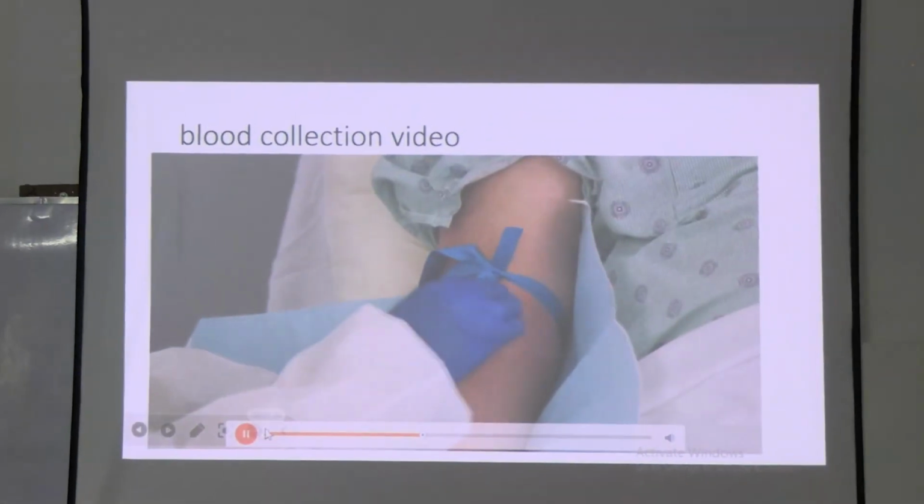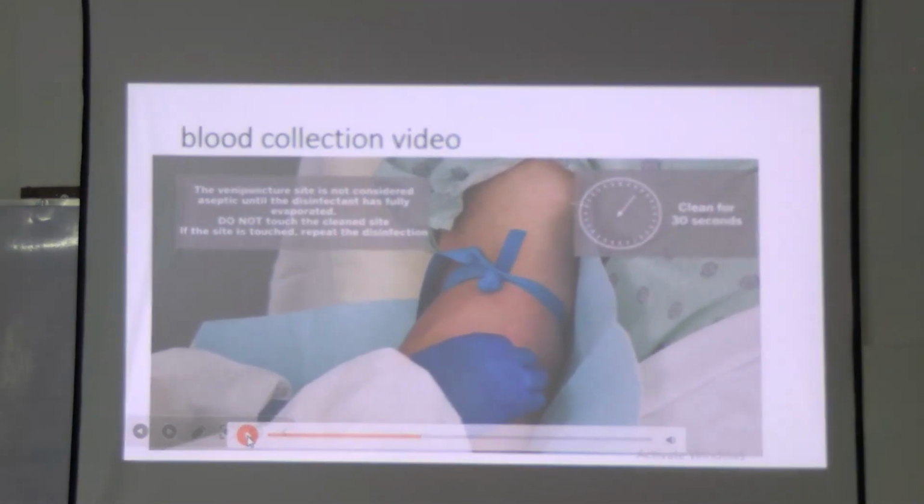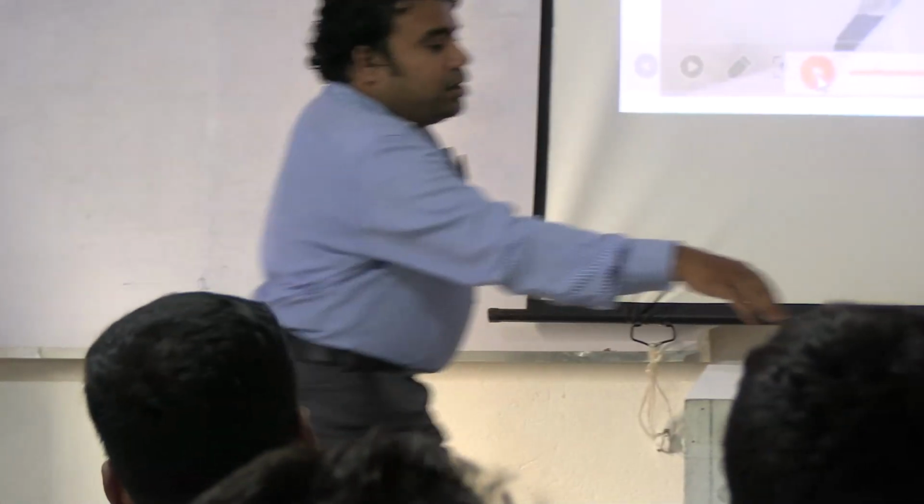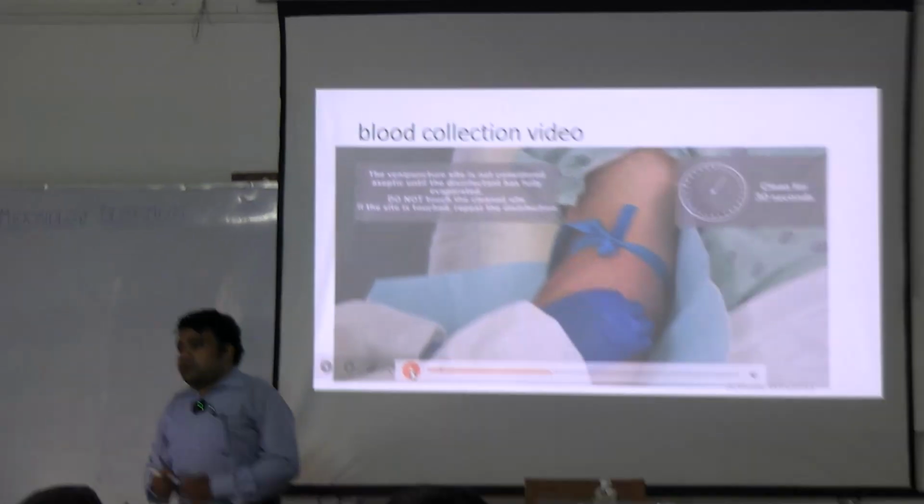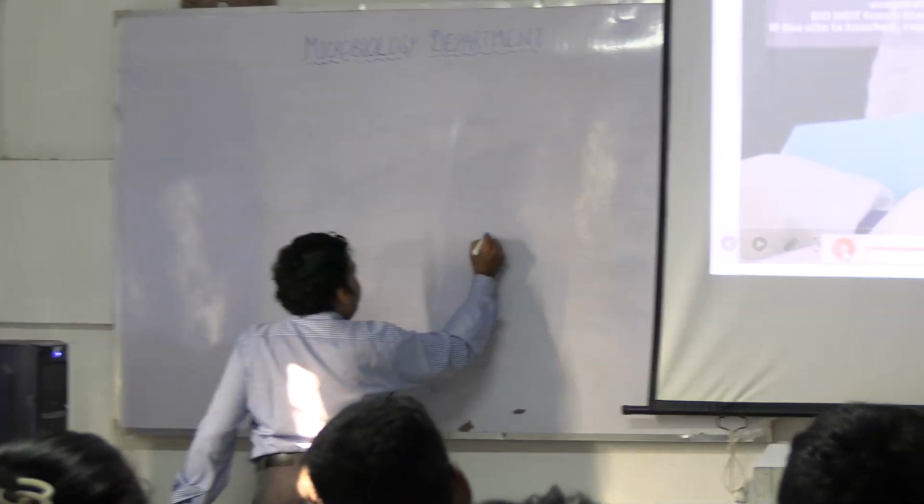The vein was palpated. The person has done hand hygiene and has worn proper personal protective equipment. You can see the gown and the gloves. Next, he is using an alcohol rub on the skin over which the vein lies. And how will he do it? In a circular movement away from the center.